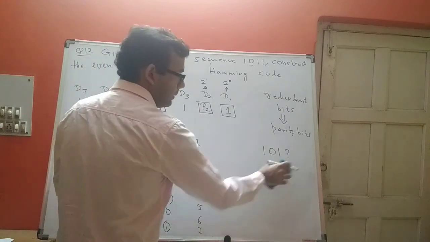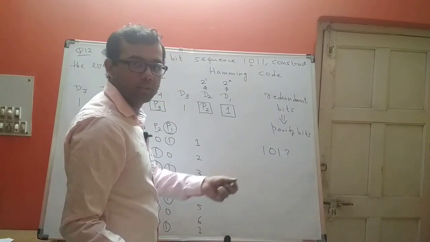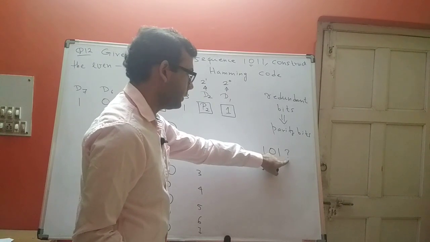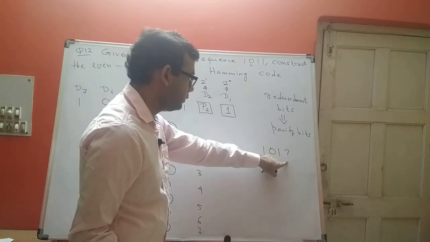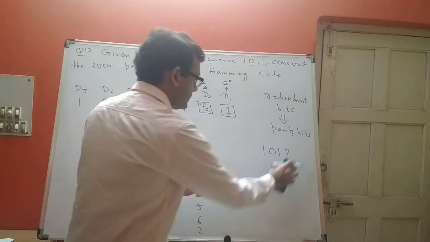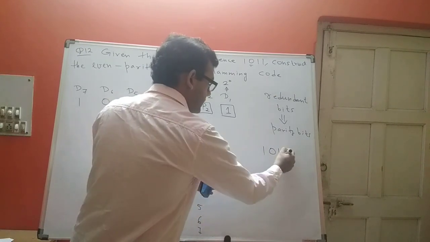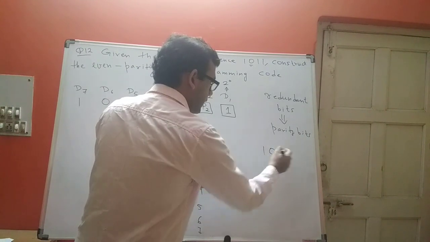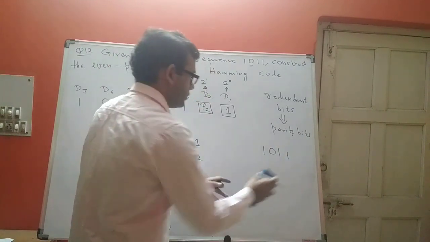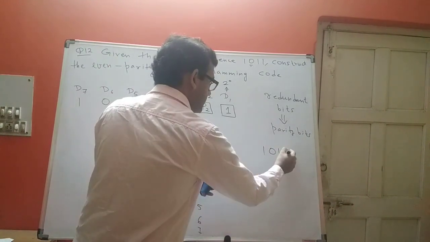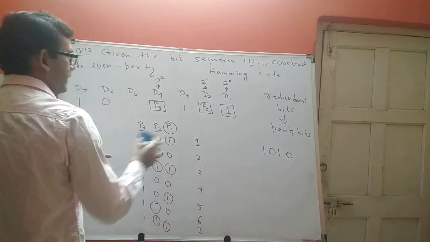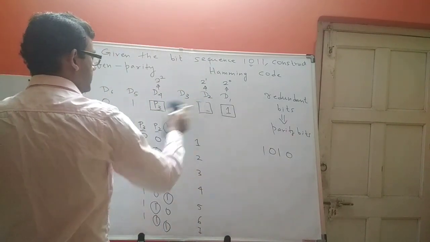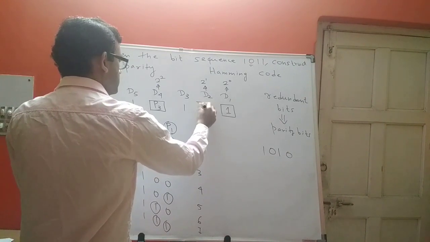Now, what should I put here so that even after placing a value here, even number of ones are maintained? See, if I place a 0 here, then there are even number of ones. But if I place a 1, then there are odd number of ones. So here I should place 0. That means the value of P2 should be 0.